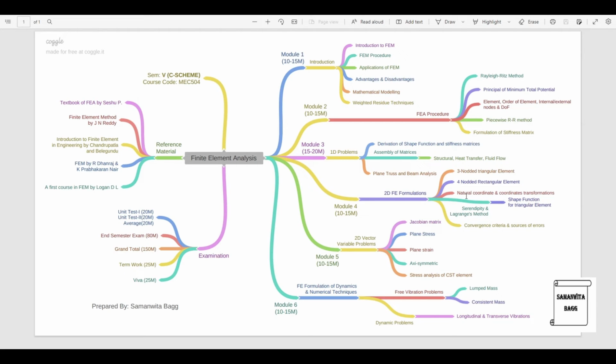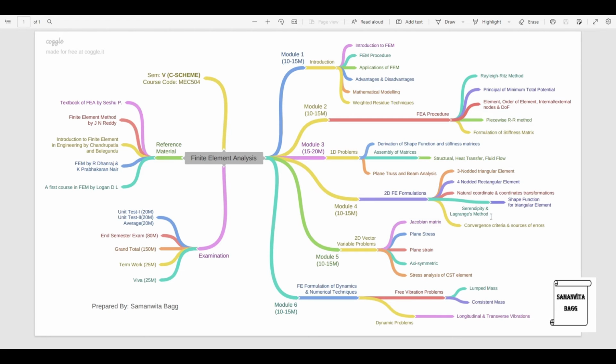The next topic you should read about is what natural coordinates are and what coordinate transformation is. We generally study x and y coordinates, but there is another coordinate system called natural coordinates, and solving in natural coordinates is much easier as compared to the x and y coordinate system. So this is one topic which you should read, only then will you be able to understand the next two topics. Now the next topic is the shape function for the triangular element. This topic is done using the natural coordinate system. So these derivations also should be practiced.